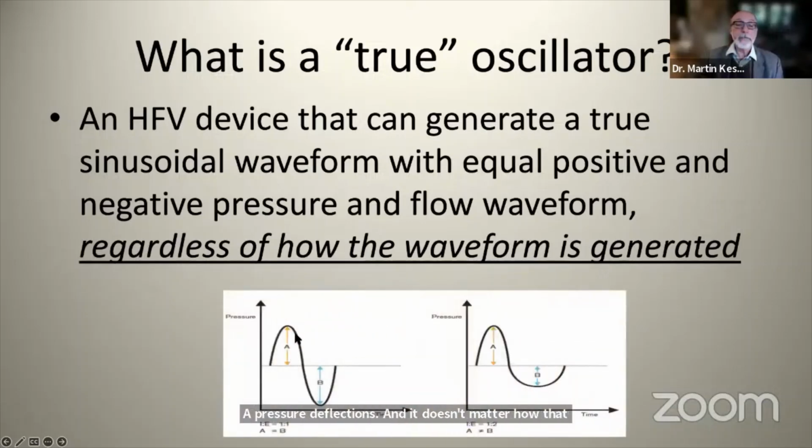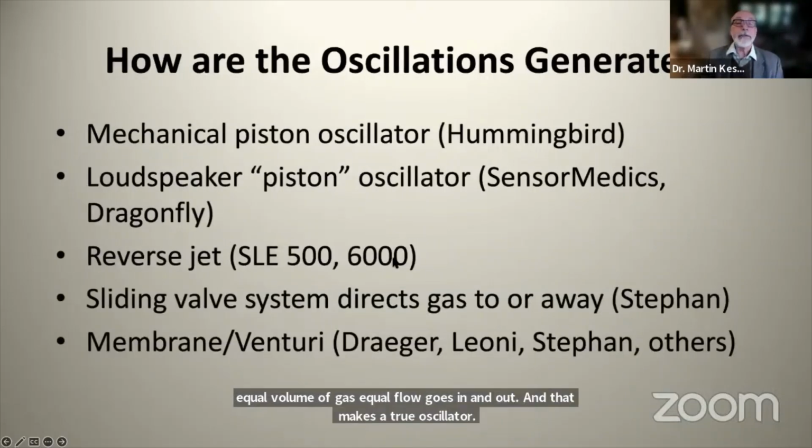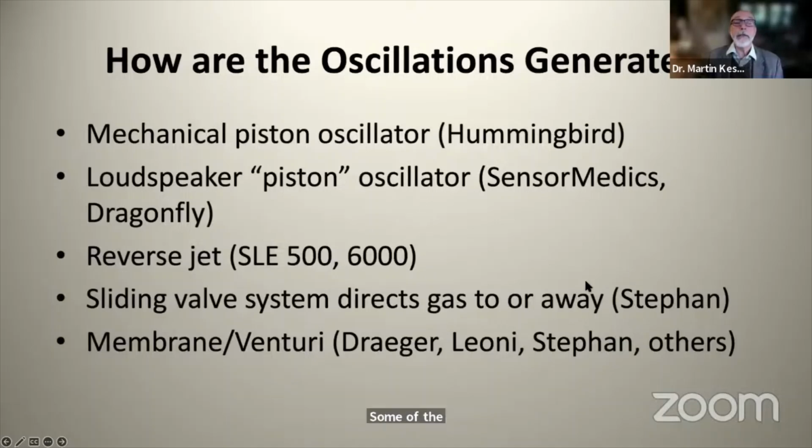So at a 1-to-1 ratio, both positive and negative are of equal magnitude. If you use a 1-to-2 ratio, the pressure deflection will be less, but the volume deflection is equal. So equal volume of gas, equal flow goes in and out, and that makes a true oscillator. Some of the older devices clearly were not quite up to that.